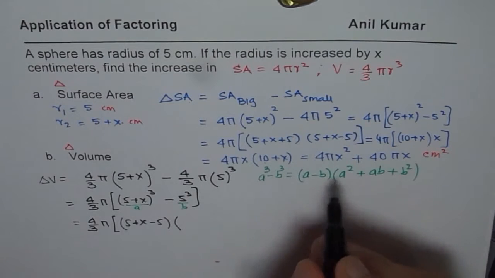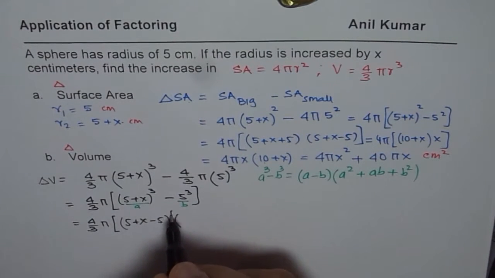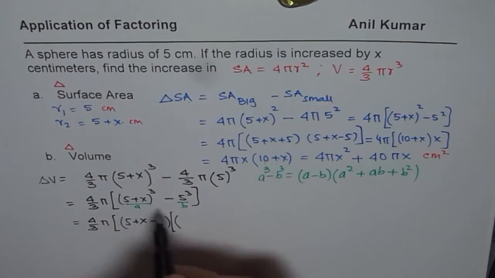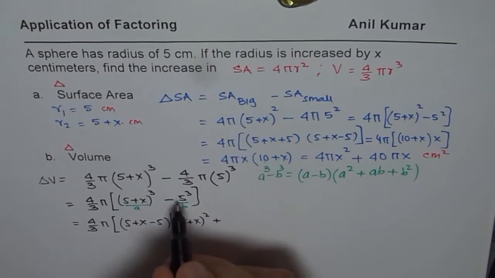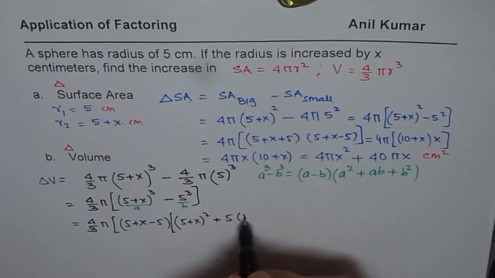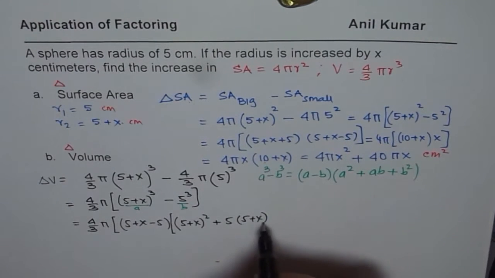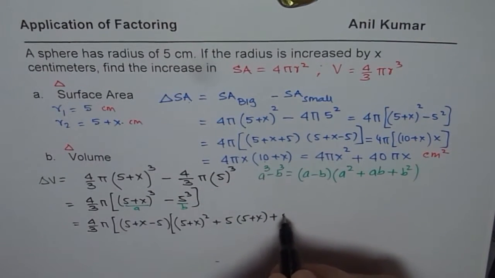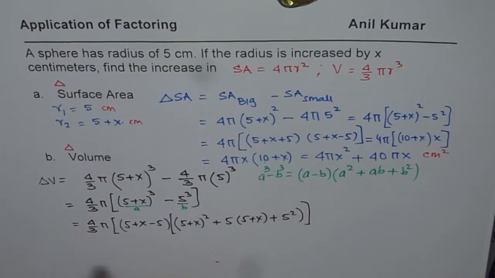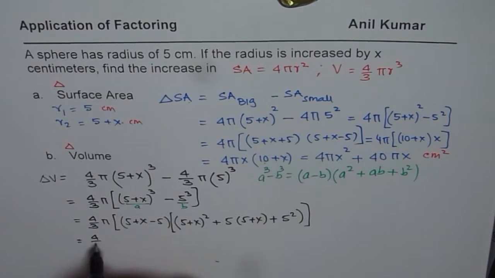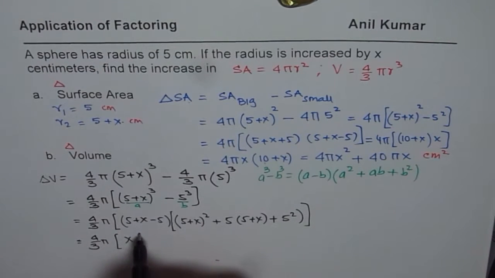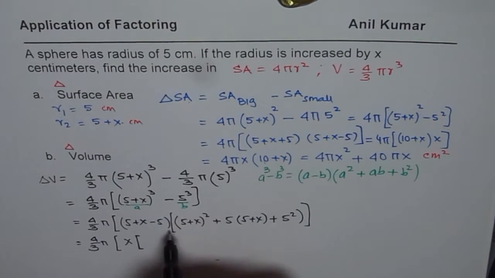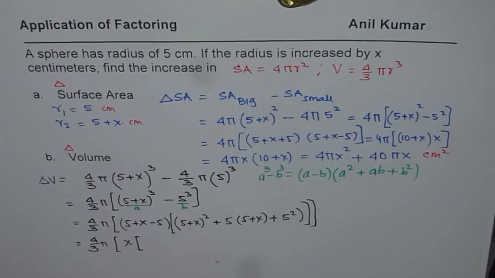Times a square. A square means, let me write a big bracket here, (5 plus x) whole square, plus ab, that means 5 times (5 plus x), plus b square, which means 5 square. So that is how you can write it. Now you can simplify 4 by 3 pi. This is x times another bracket. I should have closed it with 2 brackets. Perfect.